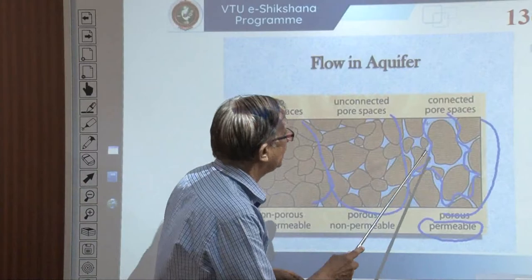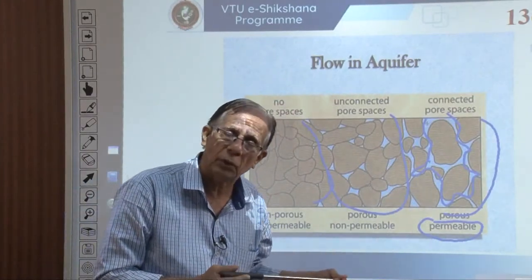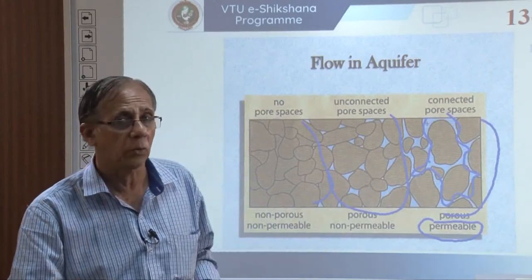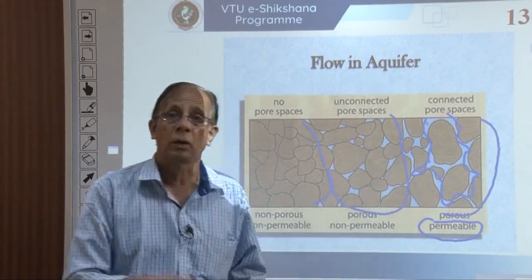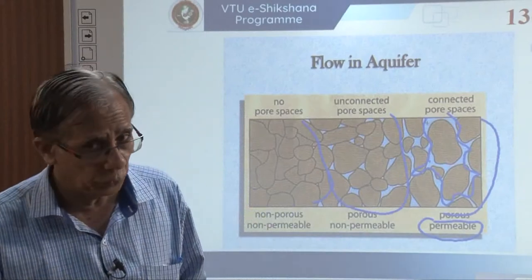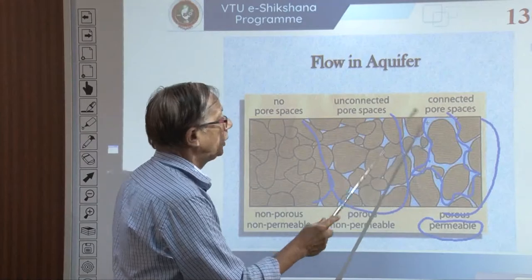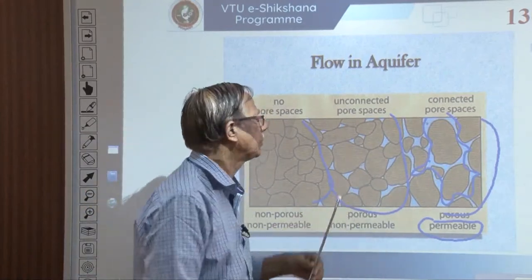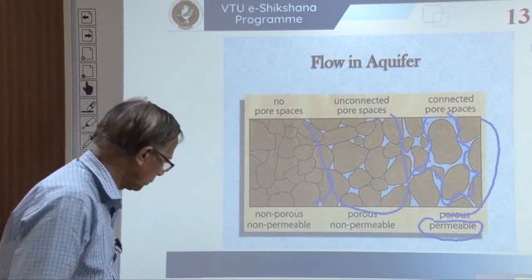Also, wherever I have such rock, I have to look for it. If I have this kind of rock, I can expect the presence of groundwater. In groundwater exploration, what do we do? We look for such kind of rock, rocks which are porous and permeable. How? We will do it a little later. But we look for rock that is not just porous enough, it should be permeable enough also.